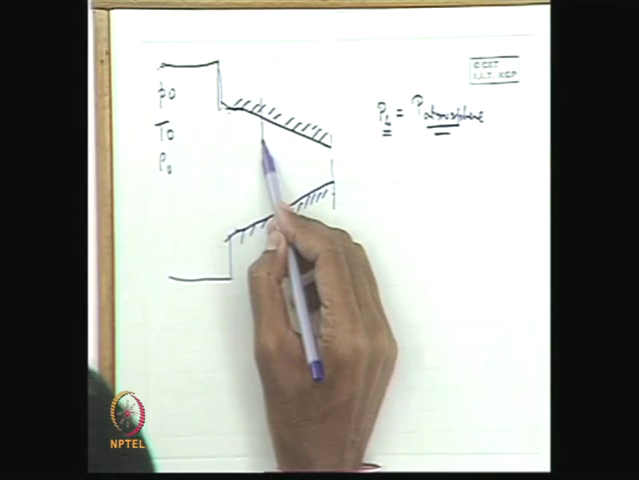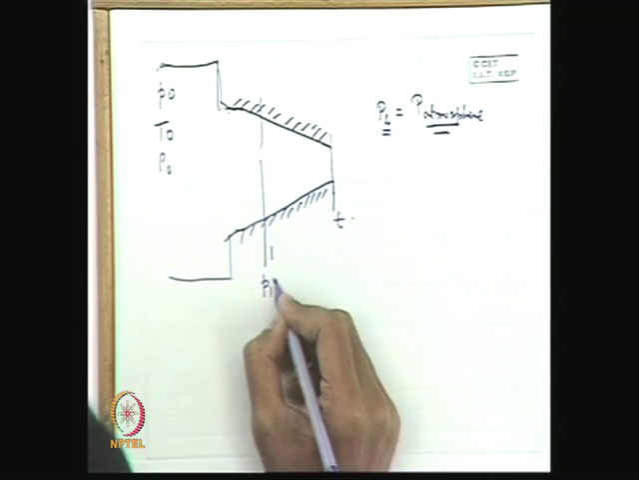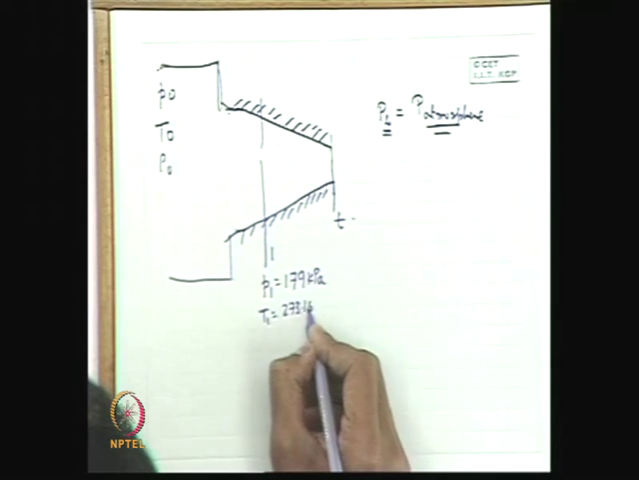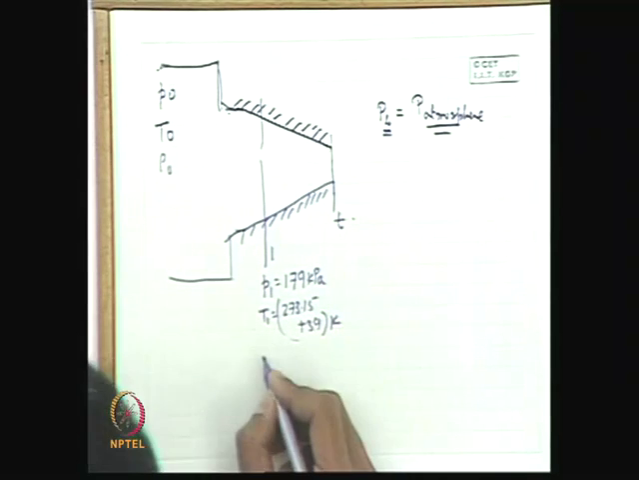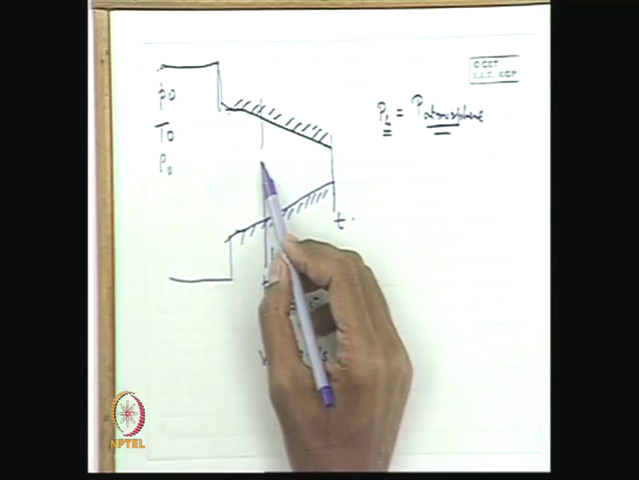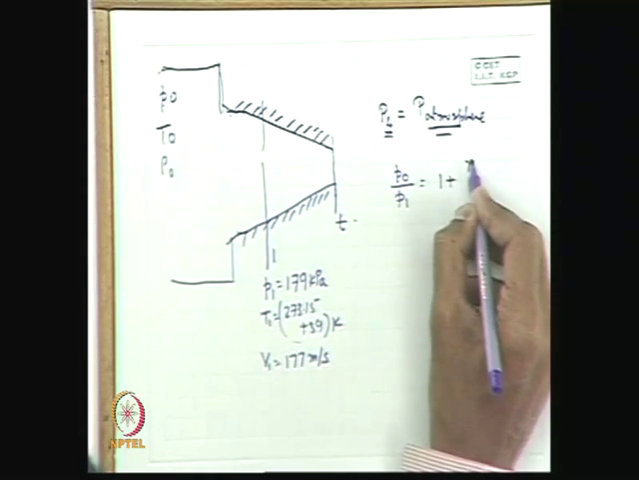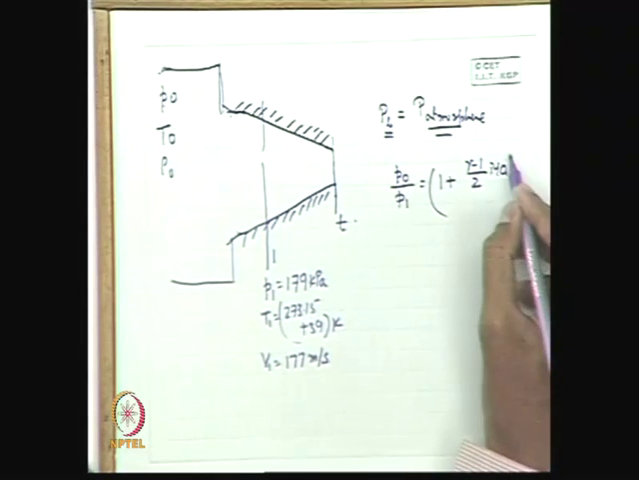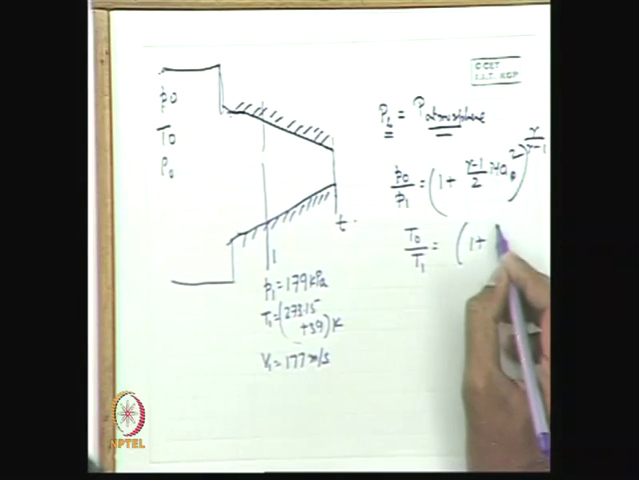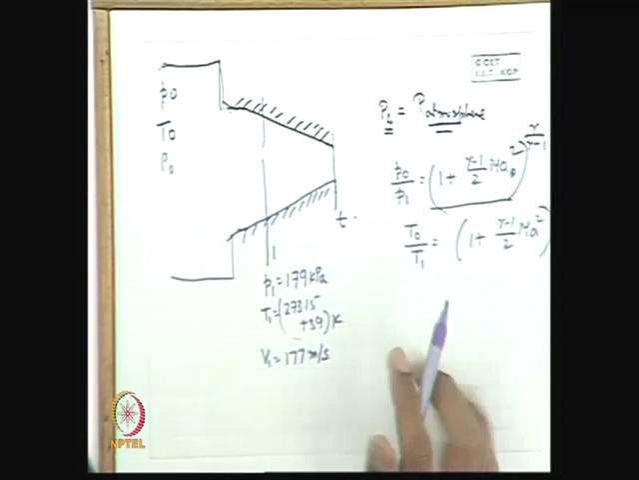Now here we have been told that at an arbitrary section, let this section be 1, and let the throat be T. So at section 1, we have been given P1 is 179 kilopascals, T1 is 273.15 plus 39 Kelvin, and V1 is 177 meters per second. Now we know that at any section, the flow properties are related to the stagnation properties like this. P0 by P1 is equal to 1 plus gamma minus 1 by 2 times the local Mach number squared, to the power gamma by gamma minus 1. Similarly, T0 by T1 is 1 plus gamma minus 1 by 2 M squared. So from these equations, we can find the stagnation pressure.